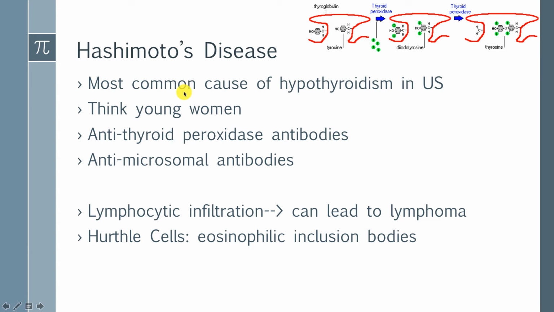That's Hashimoto's. The question can describe that they biopsy the thyroid, and there's a lot of lymphocytic infiltration. Remember, if you have a long-standing Hashimoto's disease and there's a lot of lymphocytes in there, you can get what's called thyroid lymphoma. It's very rare, but shows up on the exams once again. And it could describe Hürthle cells in your biopsy report. What is that? Eosinophilic inclusion bodies.